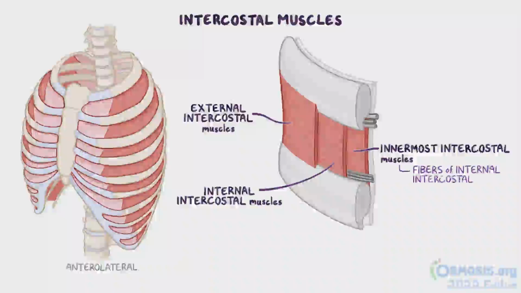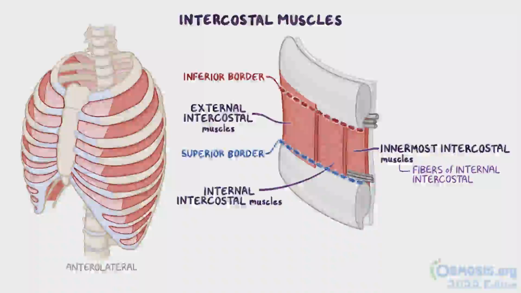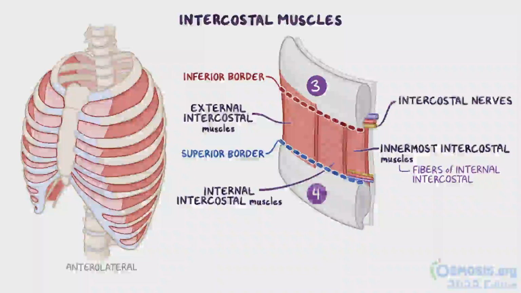All three intercostal muscles have the same origin and insertion. So their proximal attachment is at the inferior border of the ribs above and their distal attachment at the superior border of the rib below. For example, the intercostals at the third intercostal space all attach to the inferior border of the third rib and the superior border of the fourth rib and so on. In addition, they are all innervated by the intercostal nerves traveling in their respective intercostal spaces.